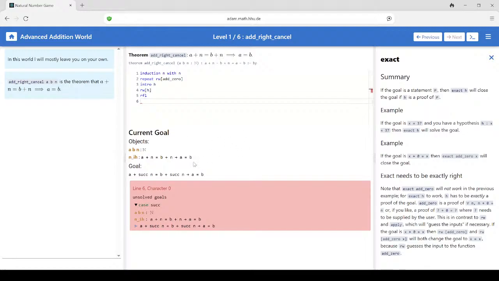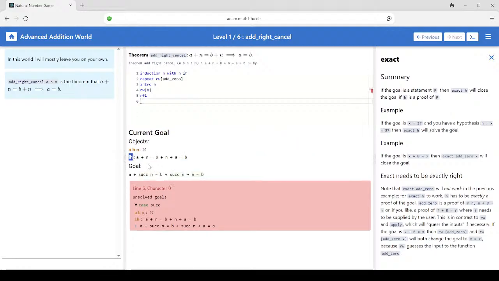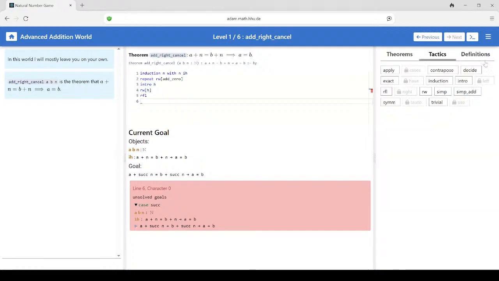That looks better. We have this new hypothesis. We have our new induction hypothesis, which says that A plus N equals B plus N implies A equals B. We're back in this scenario. How do I get rid of the successor? How do I make successor N into N? I simply must get it out of the way.